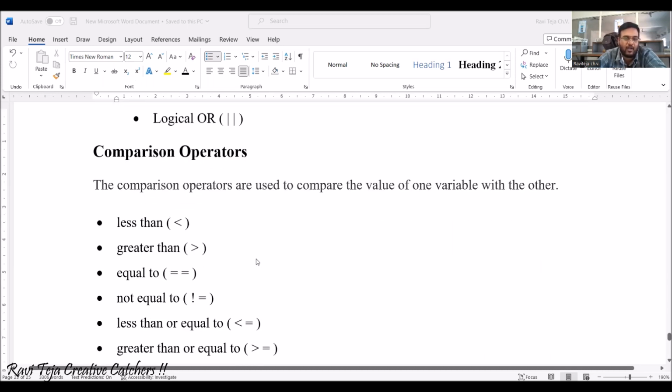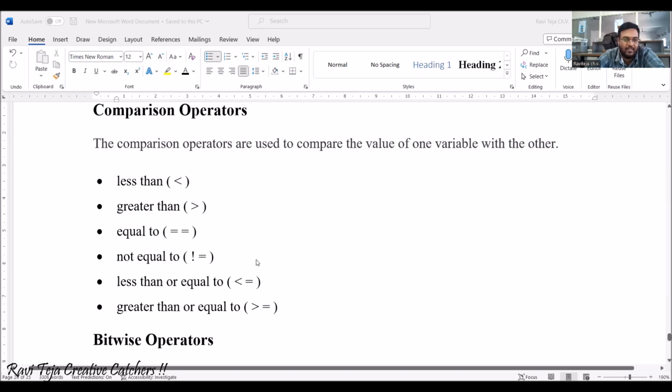And coming to comparison operators, these are used to compare the value of one variable with another variable. Mostly this will be used in the logic of if conditions, while we are comparing two different parameters. In the comparison operators, we have less than, greater than, equal to, not equal to, less than or equal to, greater than or equal to. These are the most famously used in Arduino programming.